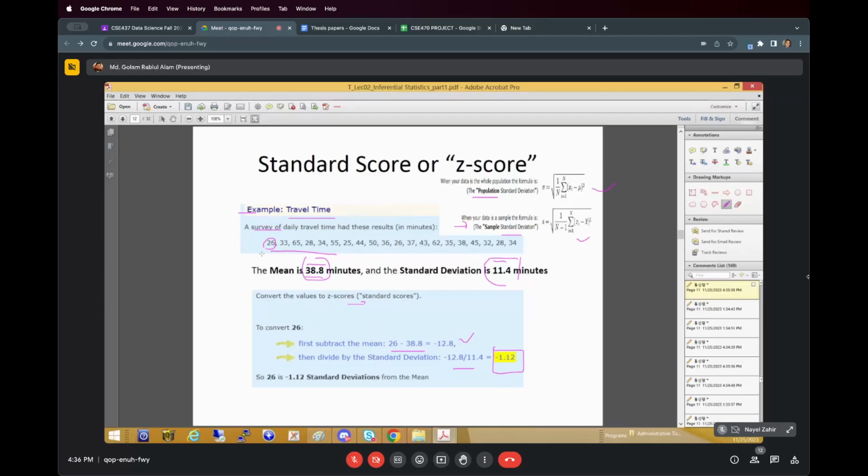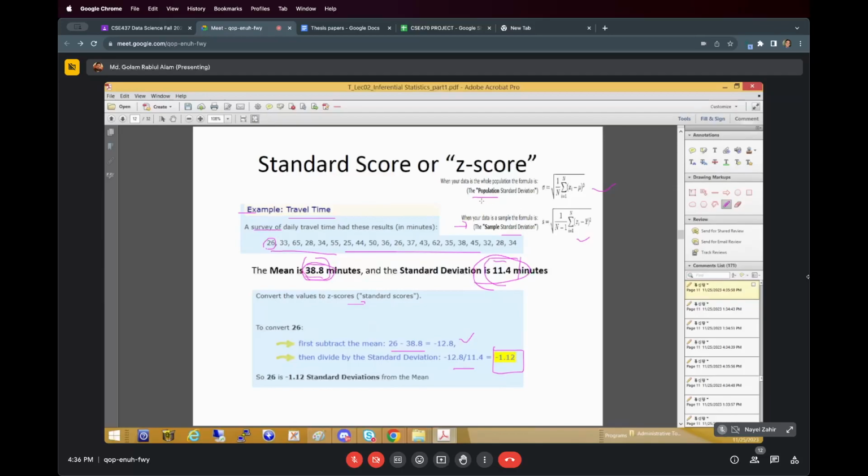So now we want to normalize this score, or you can say standardize this score. Then how to do that? The rule is that at first we need to determine the mean. From these values, the mean in this case is 38.8. And we need to determine the standard deviation. Here the standard deviation is 11.4.